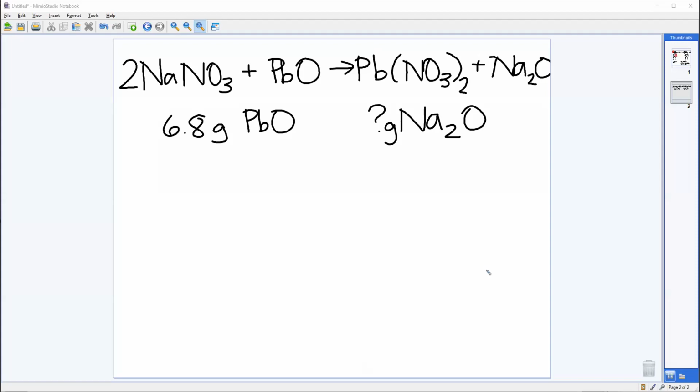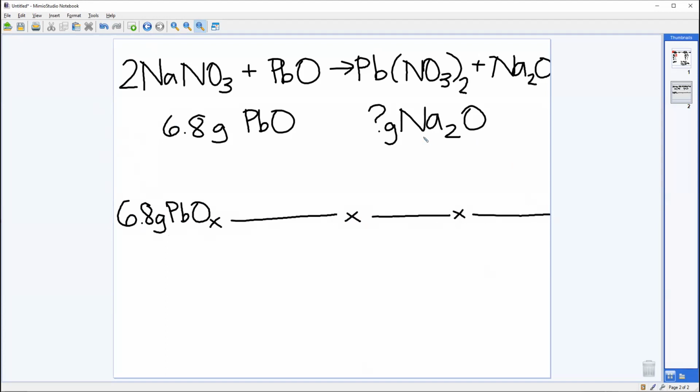So here we are back at our problem, okay? And I'm always going to start with what I know. And in this case, I know I have 6.8 grams of lead 2 oxide. And I know that it's going to be a 3-step problem. And I know my goal is to get to grams of Na2 oxide.